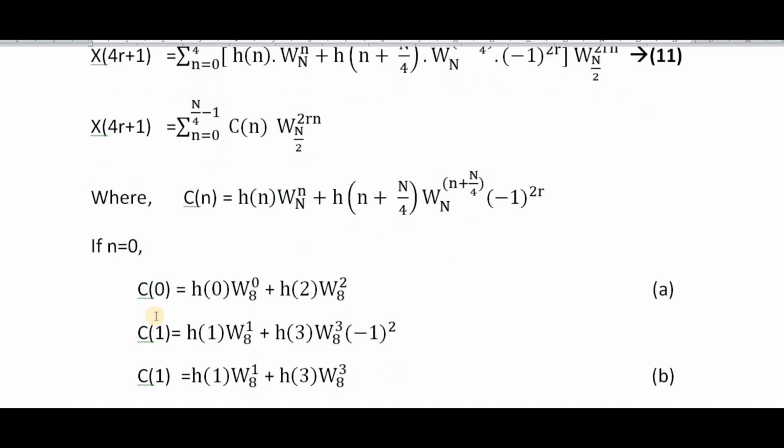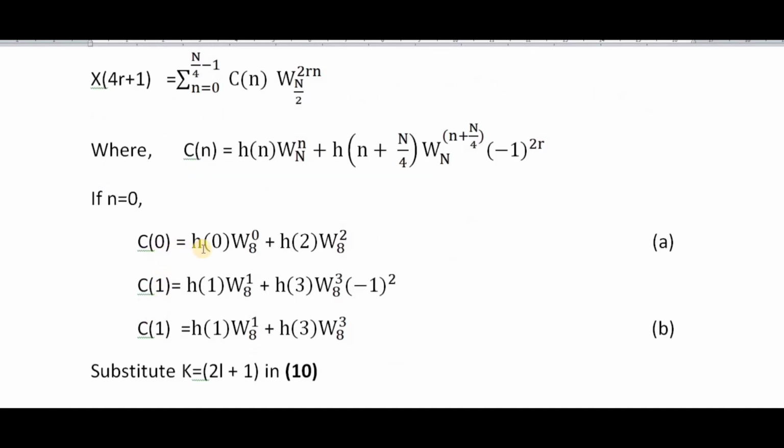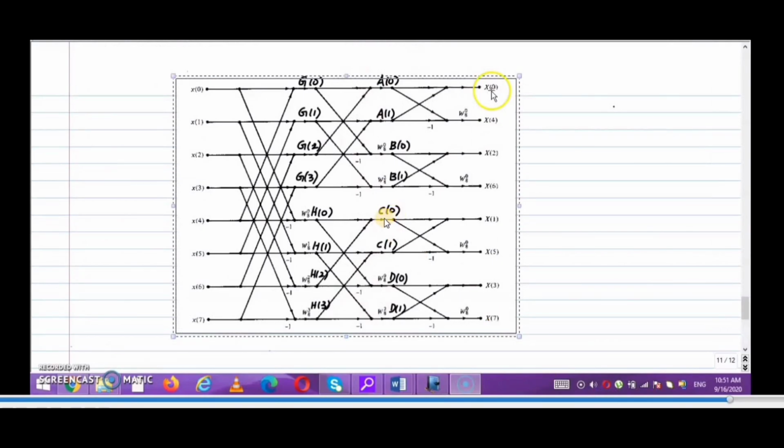So if you substitute, you will get C of 0 is equal to h of 0 W8 of 0 and h of 2 W8 of 2, and C of 1 is equal to h of 1 into W8 of 1 plus h of 3 into W8 of 3. So what is C of 0? C of 0 is equal to h of 0 into W8 of 0 plus h of 2 into W8 of 2.